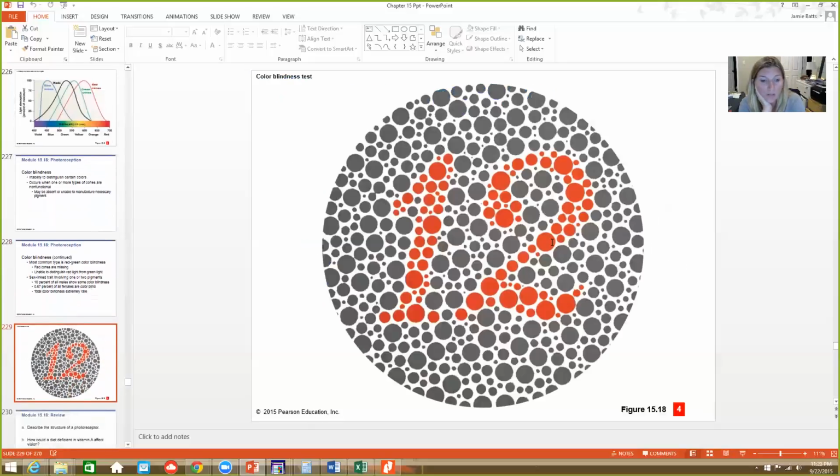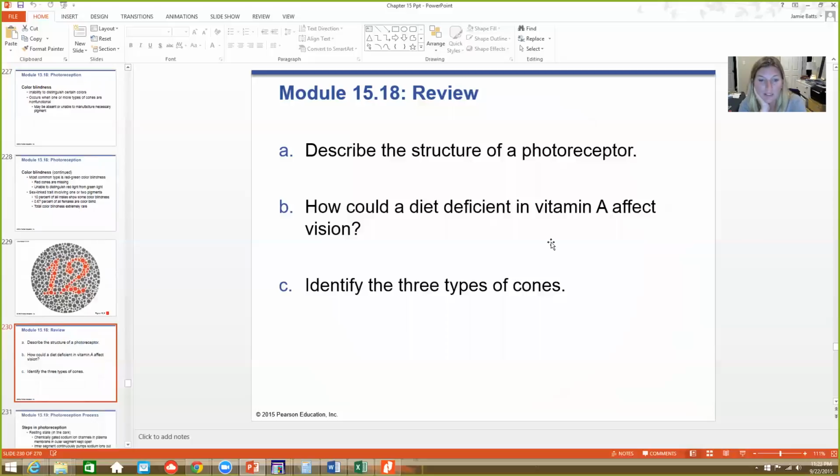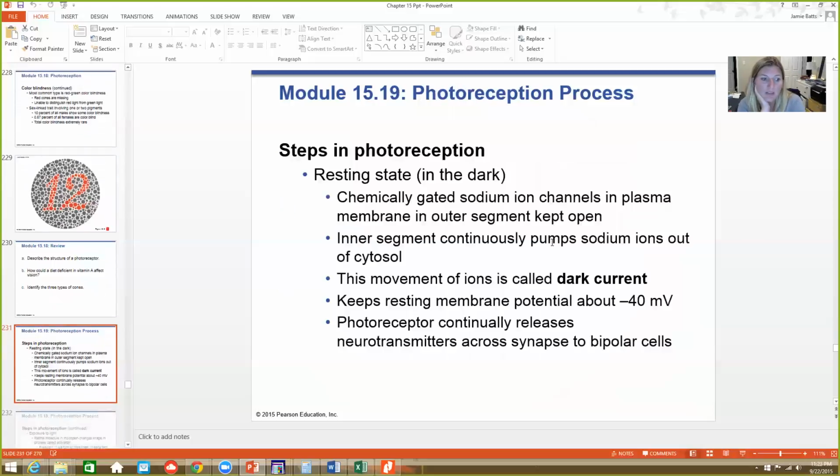This is a little color blindness test for you. Can you see the number in there? If you cannot, then you have red-green color blindness. It is a number 12, and it's in a reddish-orangish color. You can pause the video here, go back and review this little section. Let's talk about how photoreception is perceived.